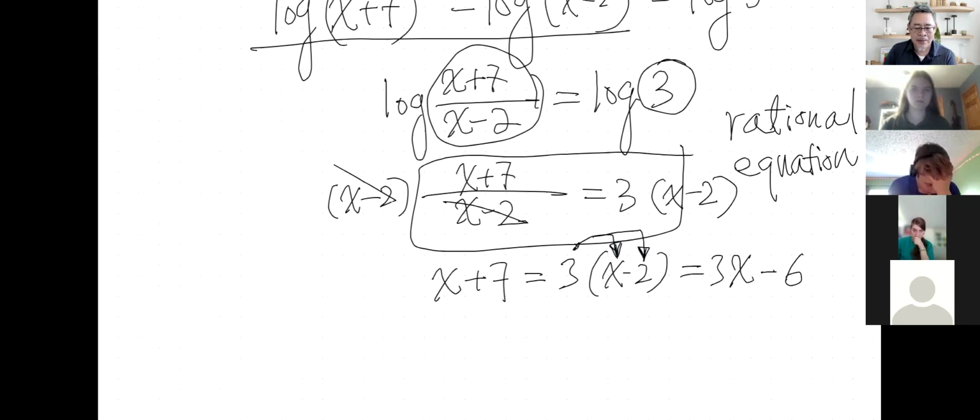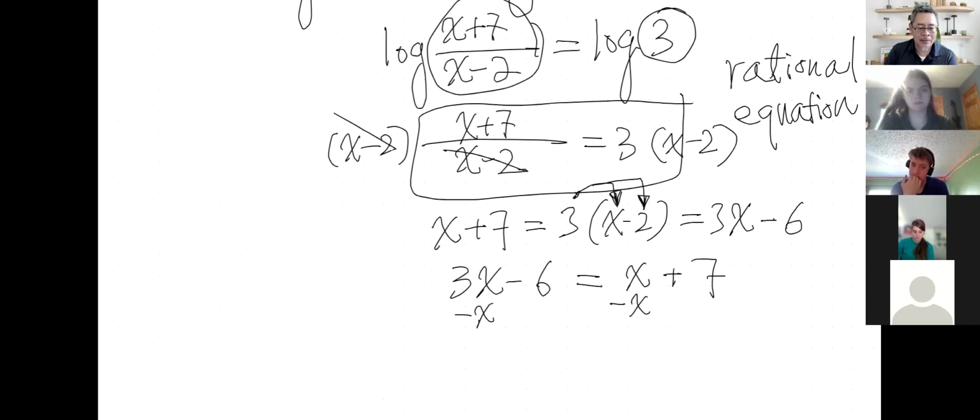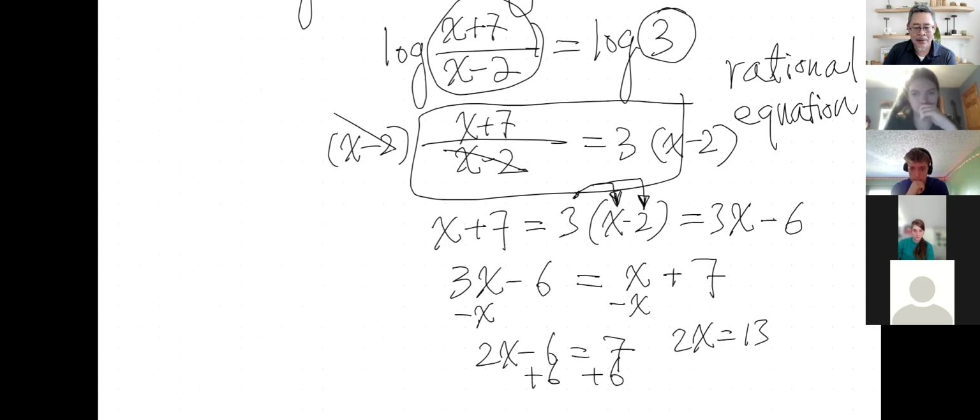Wait, I'm confused now. Well, this one rewrite as this, right? It's a linear equation. Are we good here? So minus x on both sides, what do we have? We got 2x minus 6 equal to 7. Then we move 6 over, plus 6 on both sides. Then 2x is 13. Then divide by 2 on both sides. So x is 13 over 2.